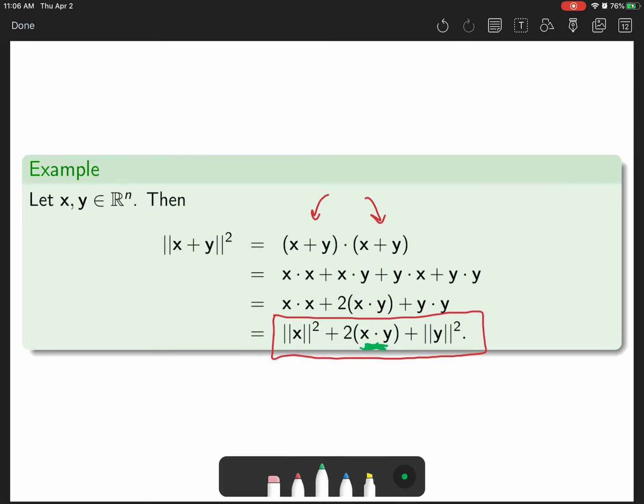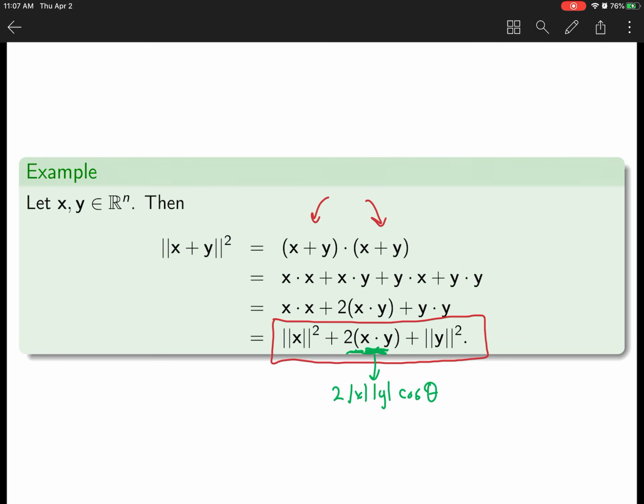x dot with y, that is the length of x times the length of y times the cosine of the angle in between them. And so, yeah, this whole thing is 2 times that. So this is literally the law of cosines just written in vector form. Cool? Moving on.